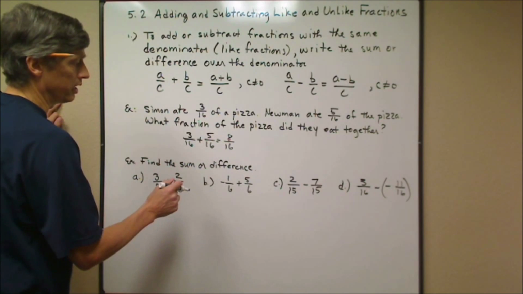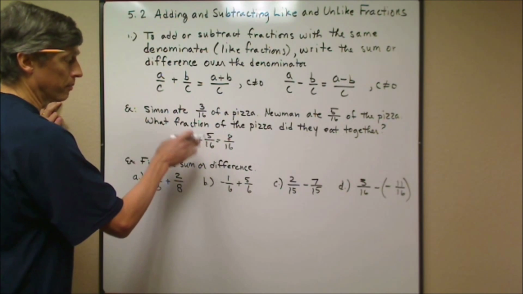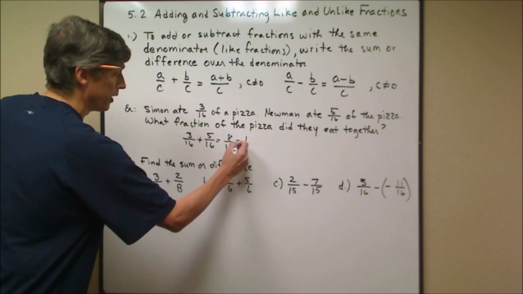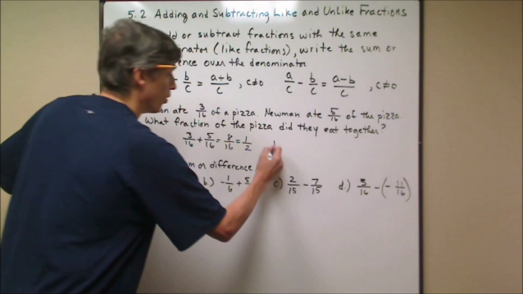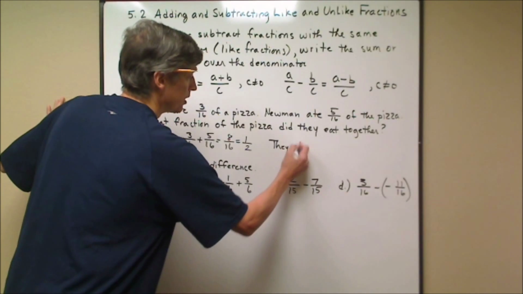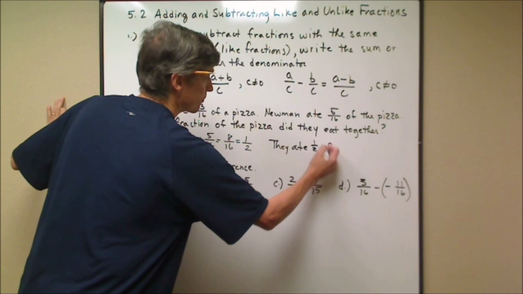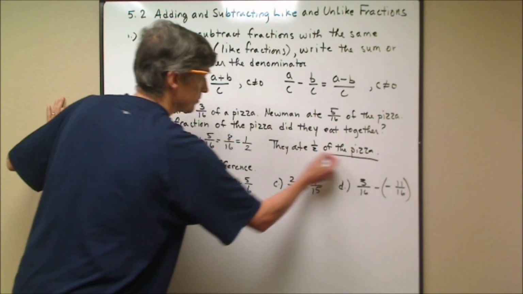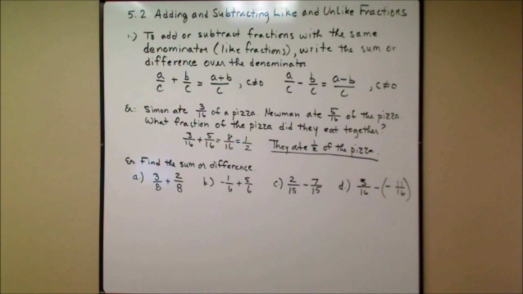8 over 16 is your fraction answer, but it does simplify because I can divide top and bottom by 8, and this reduces all the way down to 1/2. So they ate 1/2 of the pizza. And that would be my answer. Now let's do this for some non-story problem types. I have: find the sum or difference, 3/8 plus 2/8.